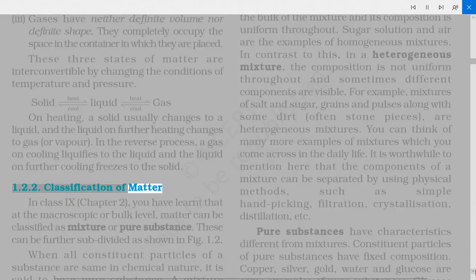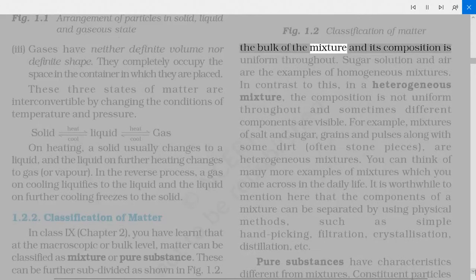Many of the substances present around you are mixtures. For example, sugar solution in water, air, tea, etc. are all mixtures. A mixture may be homogeneous or heterogeneous. In a homogeneous mixture, the components completely mix with each other. This means particles of components of the mixture are uniformly distributed throughout the bulk of the mixture and its composition is uniform throughout. Sugar solution and air are examples of homogeneous mixtures.